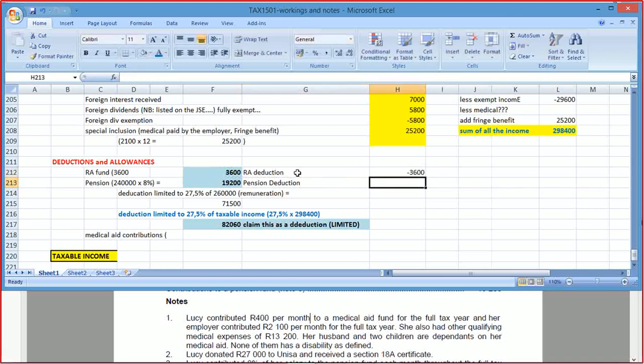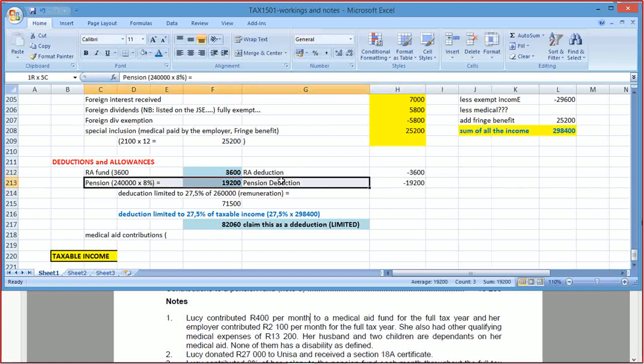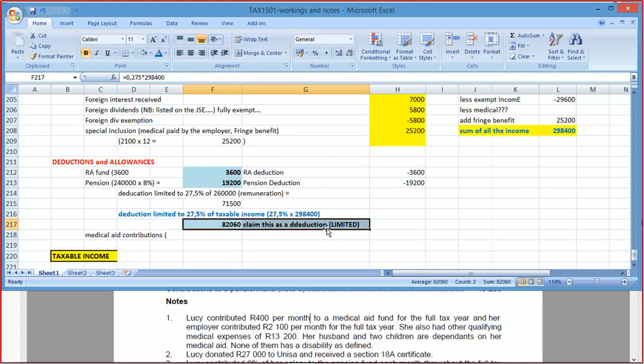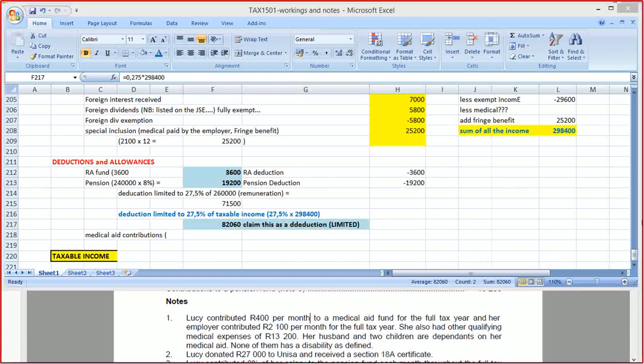So RA deduction and pension deduction. The RA deduction would be equal to minus that 36, and the pension would equal minus that 19,200. That can be deducted up until a limit of 82,060 rand. That's how much she can deduct as a maximum. That's what she's limited by.